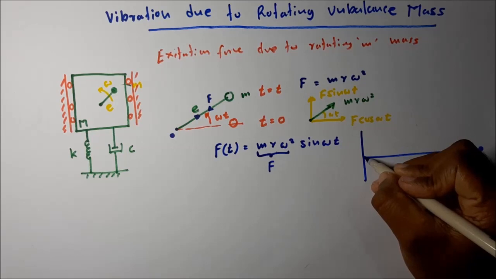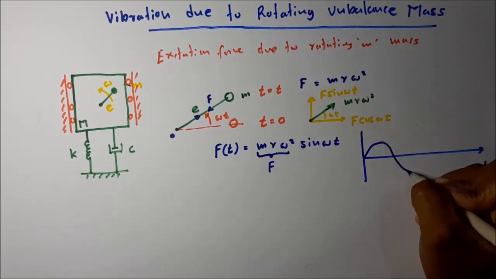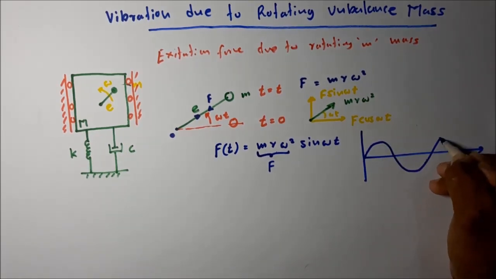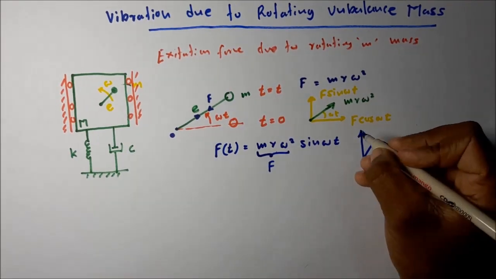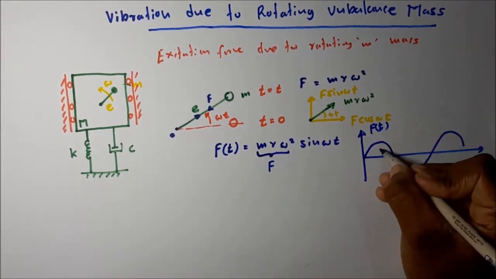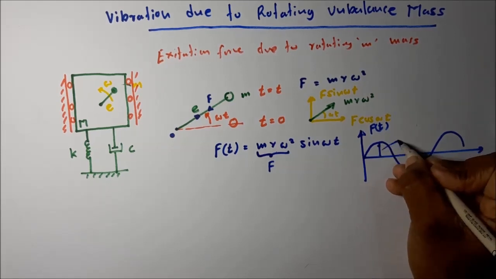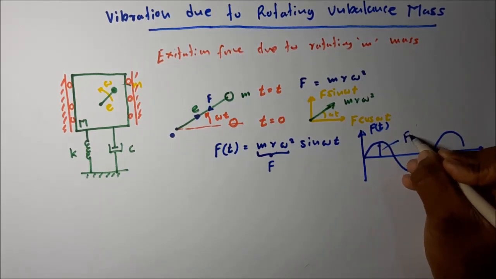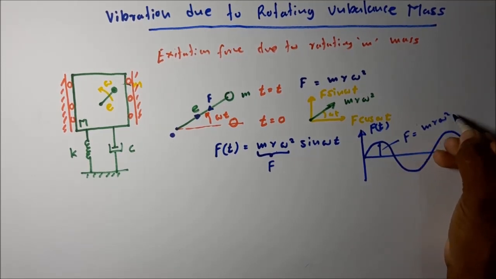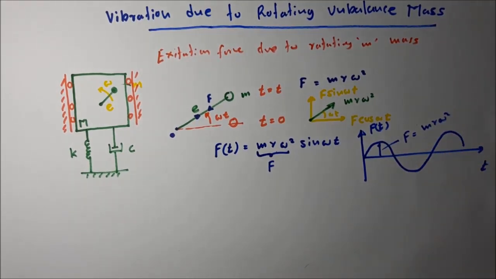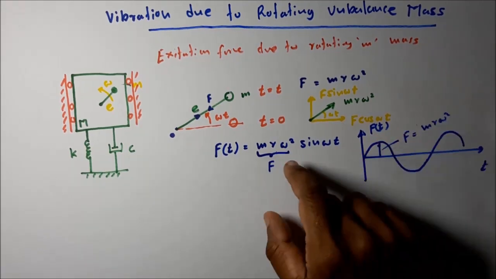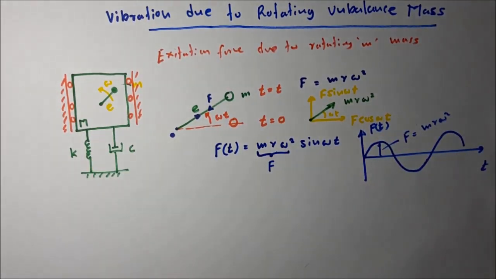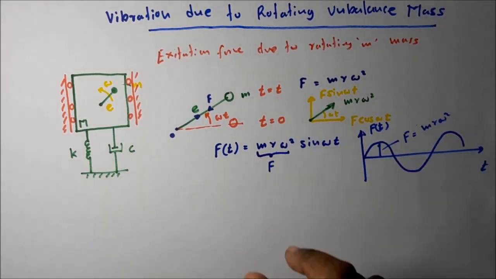T sin omega t function. This is how the excitation force varies. This is f(t). Then this magnitude is equal to f = m r omega square. Remember, this magnitude of the excitation force is also a function of the frequency of the unbalanced mass rotating. Okay, then this is the excitation force acting on the m mass.